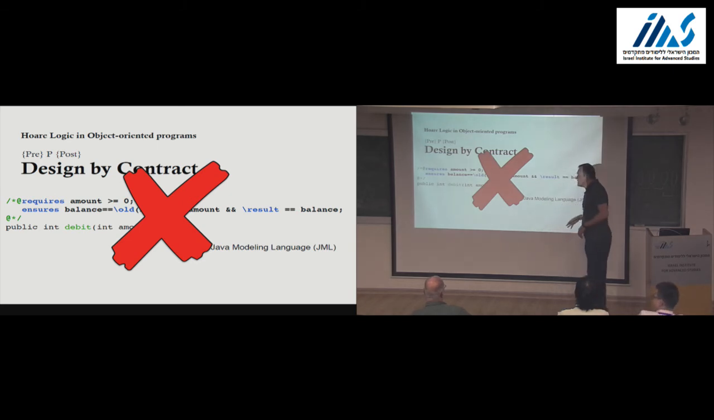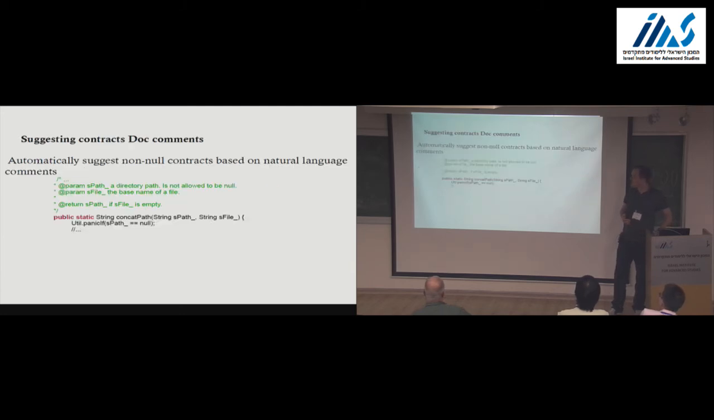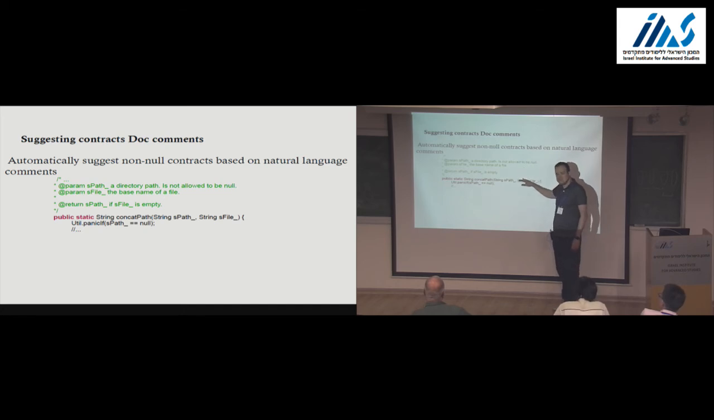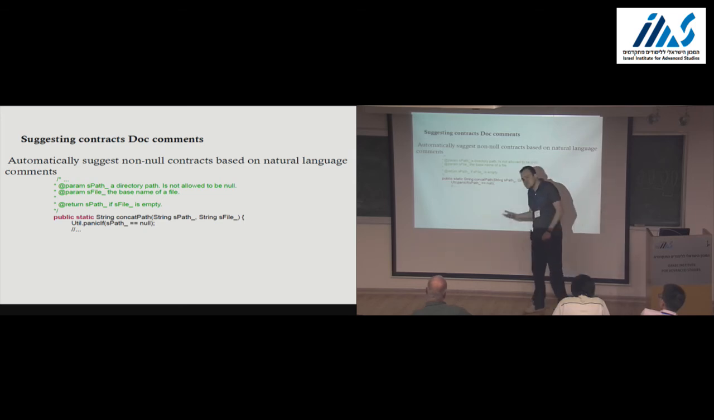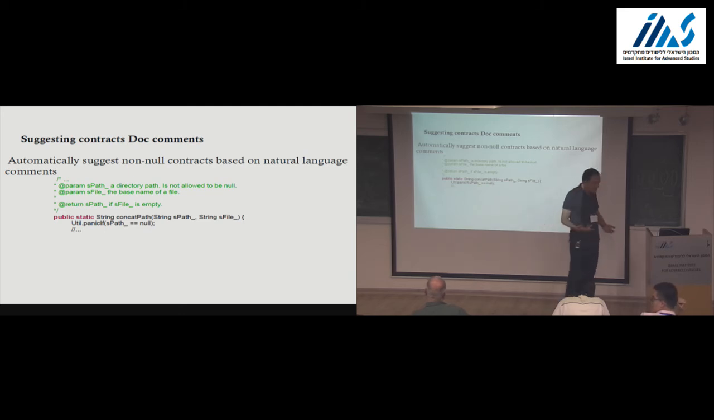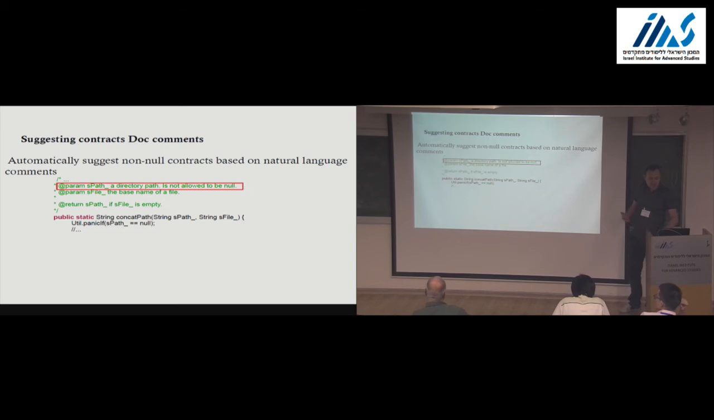So one way of doing this is taking a look at these APIs or interfaces that have a bunch of documentation written in plain English. It's usually the only documentation for these libraries, and we try to suggest contracts from that and use it for some kind of checking. Not really a verification, but trying to get some contracts from the written documentation.